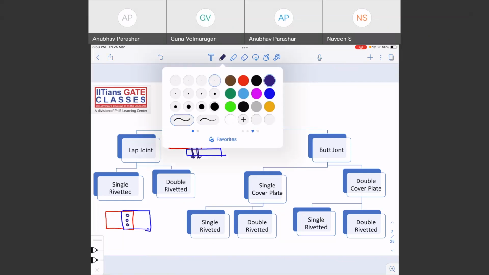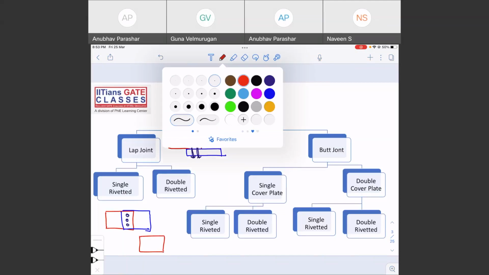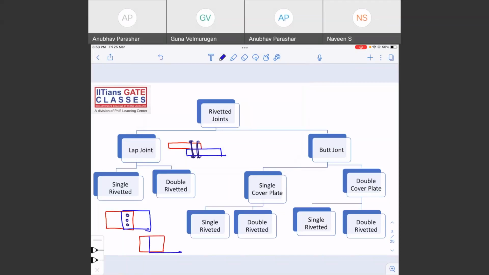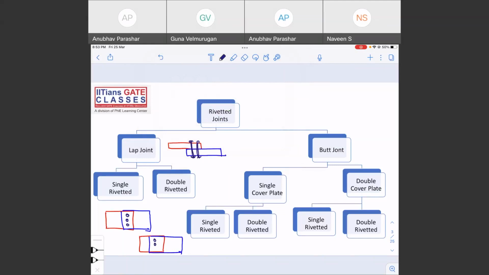What will a double rivet look like? A double rivet will look something like this. What I'm showing you is the top view. Double rivets will look something like this. So similarly, you can have triple rivet, quadruple rivet, right? So as the number of rows of rivets increases, the efficiency increases.